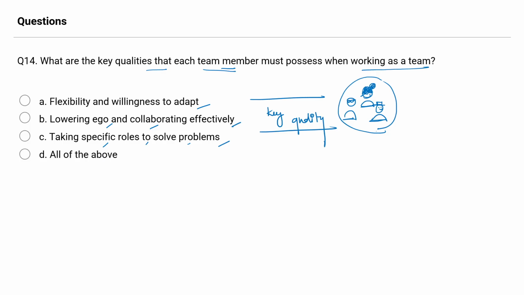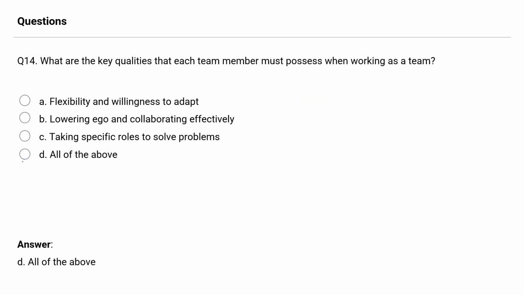All right, so let's see the correct answer. It is all of the above. All are the key qualities which are very much required in each team member while working as a team.